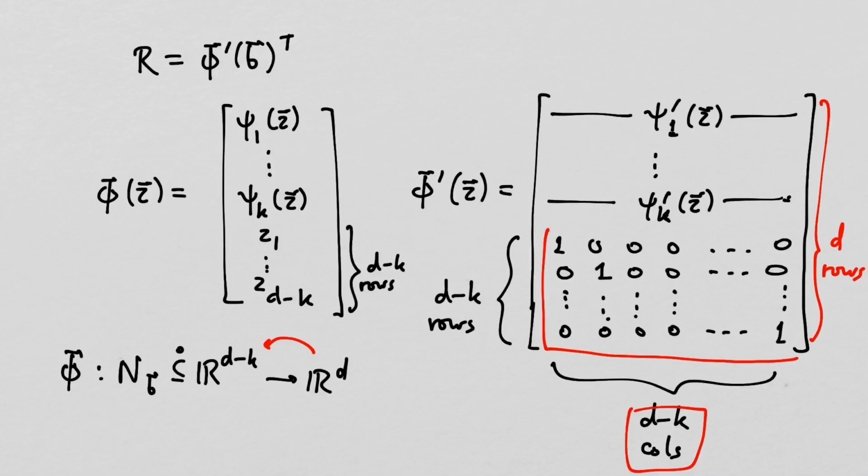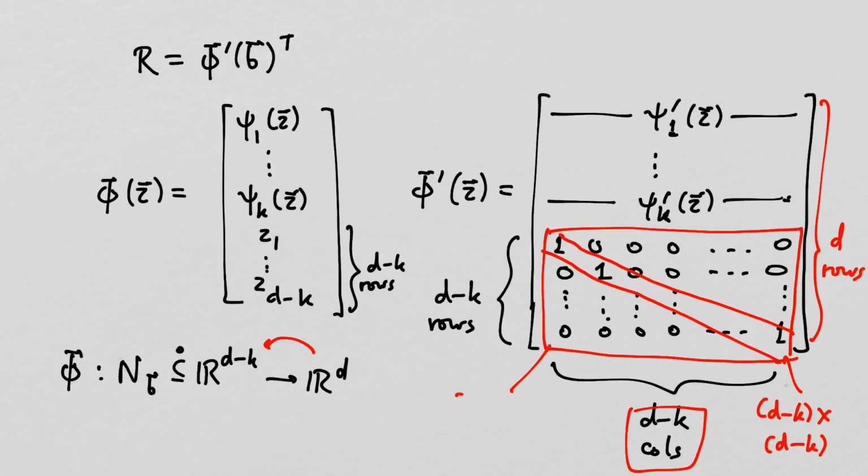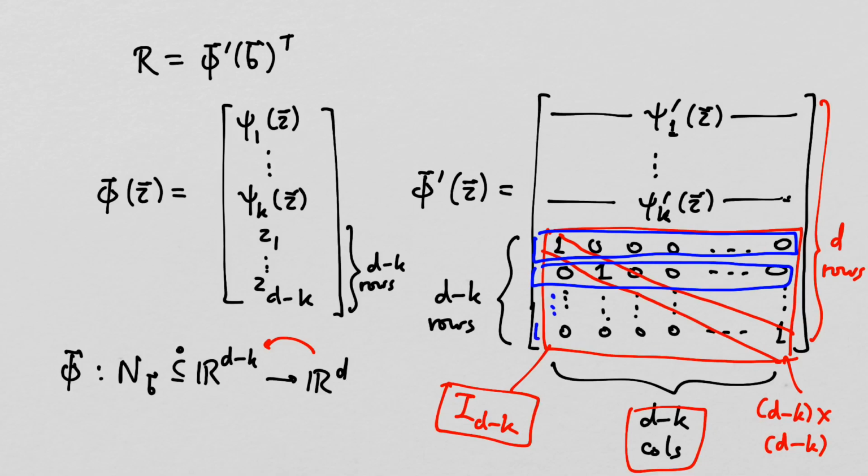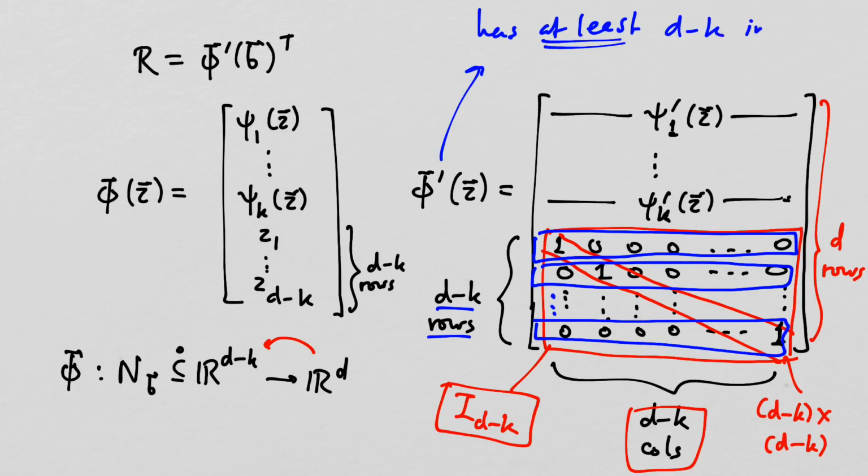But here I have a block, which is d minus k by d minus k block. And notice that it's not just any old block, it's exactly the identity matrix, because it has 1s on the diagonal and 0s everywhere else. So it's exactly the identity matrix of size d minus k by d minus k. Okay, well now you can see what the rank of that matrix is. All of these rows here are linearly independent from each other. And how many rows are there like that? Well, there's d minus k of them. So you see this matrix here has at least d minus k independent rows.